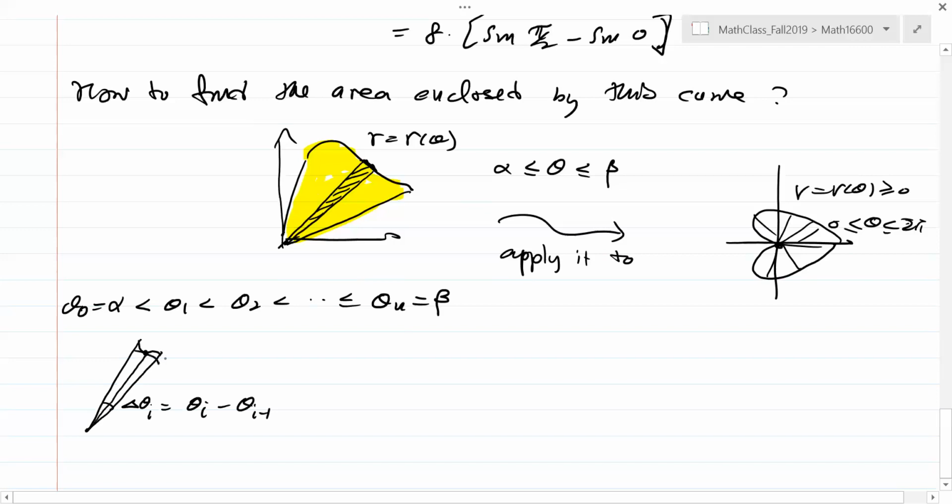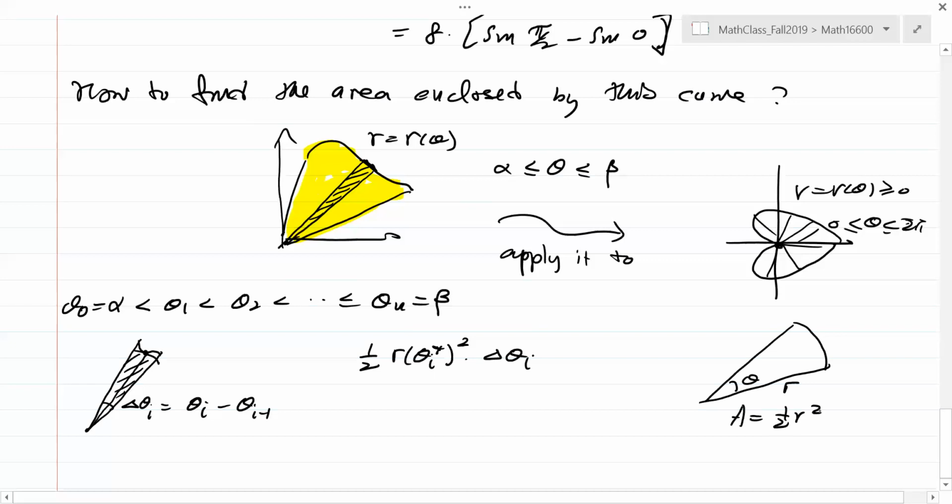So half of r of theta i star squared times delta theta i is the area of that region. I hope you still remember, you learned in high school, this is a sector. If this is theta and this is the radius, the area is going to be half of the radius squared times theta, where theta is in radians. When theta equals 2 pi, you get a complete circle, then it's pi r squared, since 2 pi divided by 2 is just pi. So this is a formula we learned in high school.